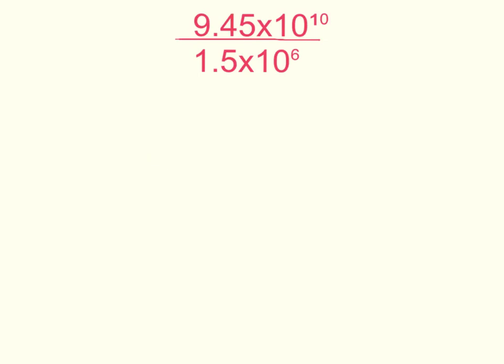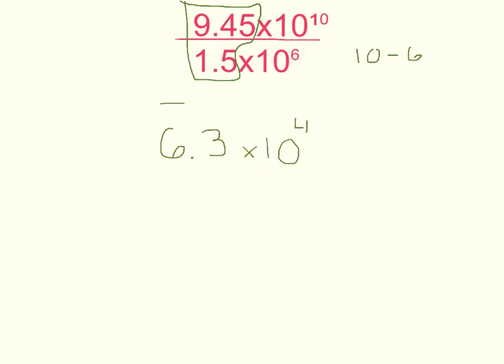Okay, let's do another one. First, we have our coefficients, 9.45 over 1.5, and we can just divide them, and we should get 6.3, and then times 10 to the power of, subtract your exponents. 10 minus 6 is 4. And this one is also already in proper scientific notation. Nice and easy.